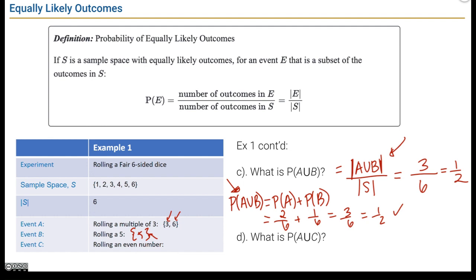Now, what is probability of A or C? So again, we can do it using the definition of equally likely outcomes by counting. So this one's 2, 4, 6. And if I look at it in terms of number of outcomes, I'll say how many outcomes are in A or C out of the total sample size.